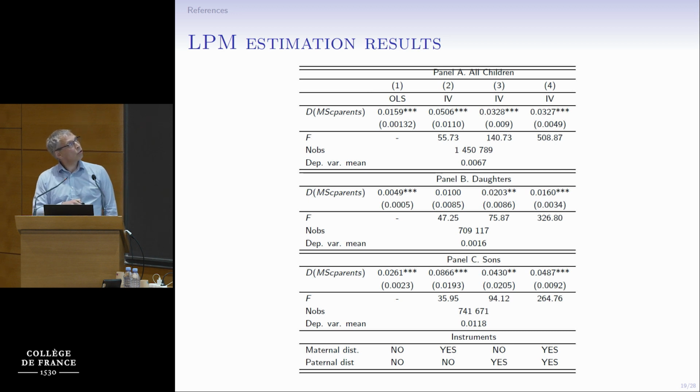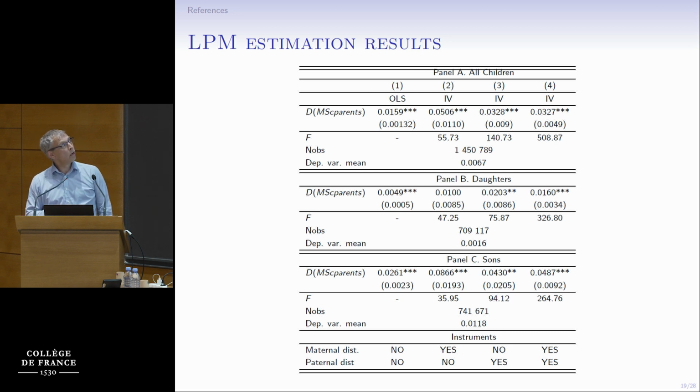Let's then look at daughters. We have the same sort of pattern. Notice though that when we use maternal distance, we get an estimate of 1% and it's not statistically significant. When we use paternal distance, we get a coefficient twice the size and it's statistically significant. So this seems to suggest that daughters' probability of becoming an inventor is really the result of movements in father's education.